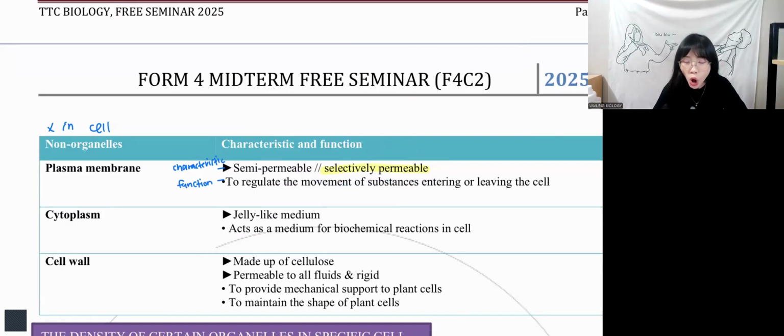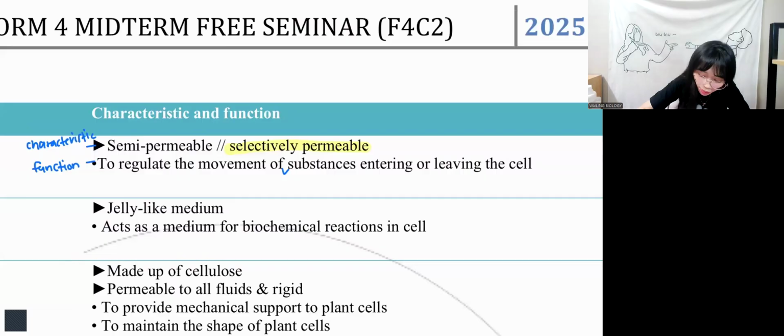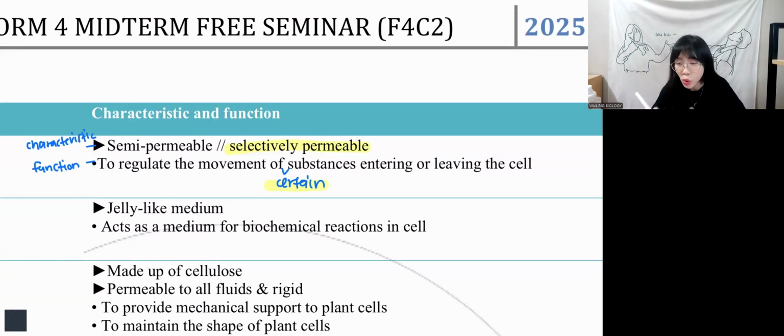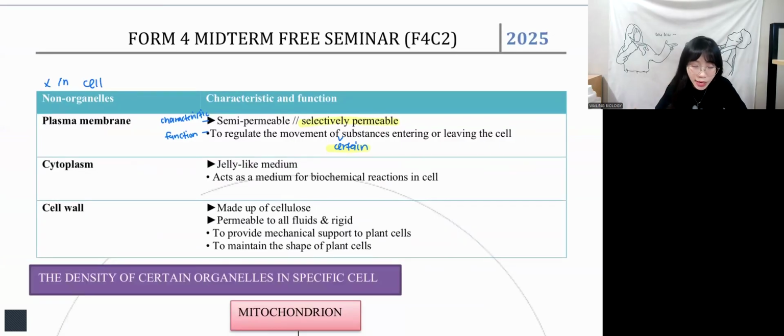Selectively permeable. They will only allow certain substances to pass through. Missing word here, of certain substances. Certain is the keyword. Certain means what? Only small thing can go in, the large one cannot go in. The small ones such as water, gases, they are able to diffuse in and out. But for glucose, amino acid, they cannot, because they are selectively permeable. Okay, remember, no cell membrane is called plasma membrane.